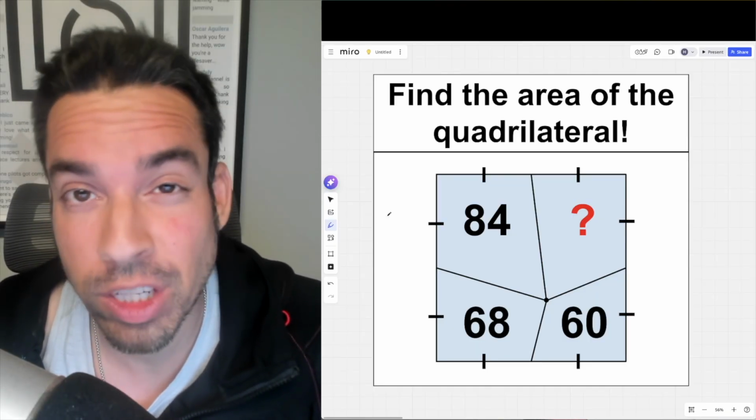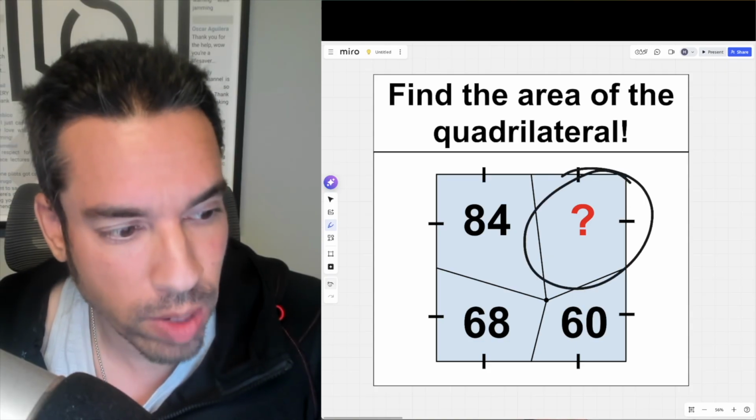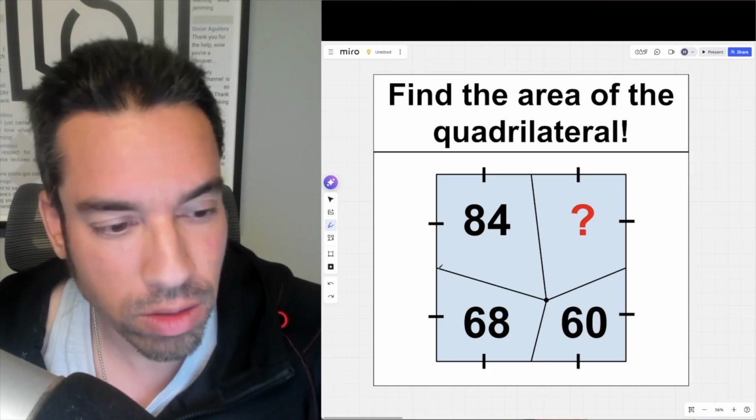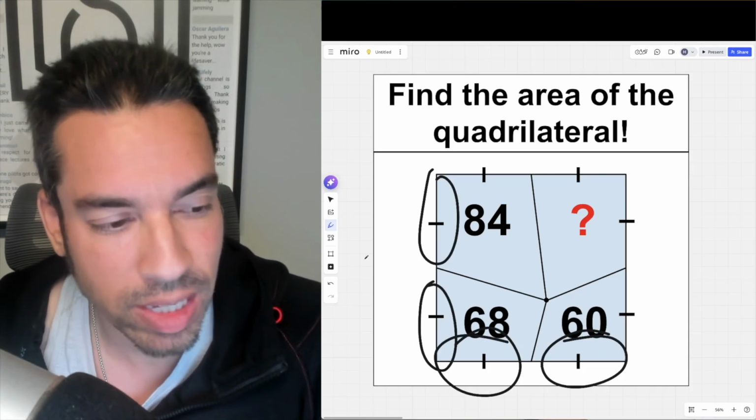In this one, the question is as follows. Find the area of the quadrilateral, meaning this quadrilateral right here. And by the way, this entire figure is a square. And not only that, all of these segments are equal.